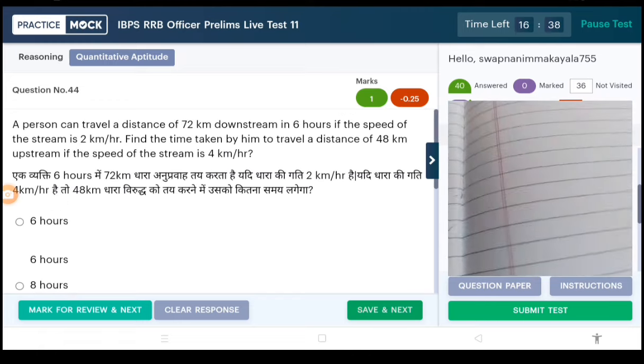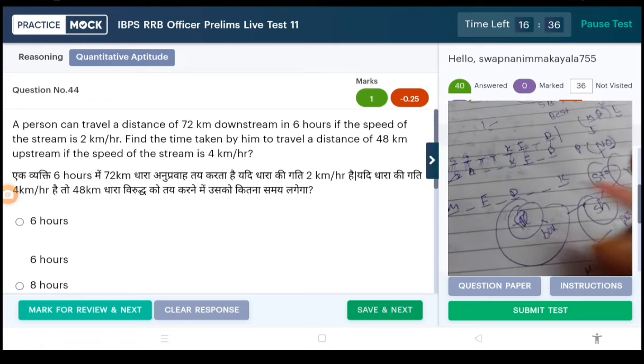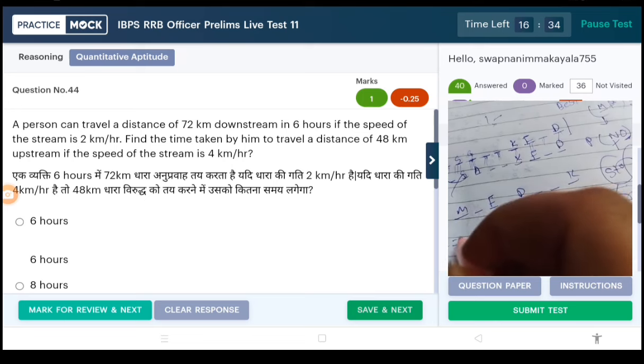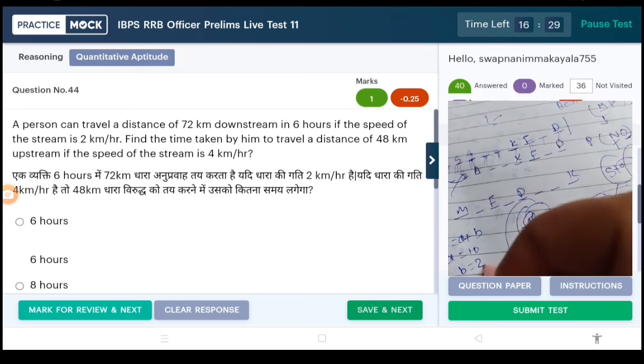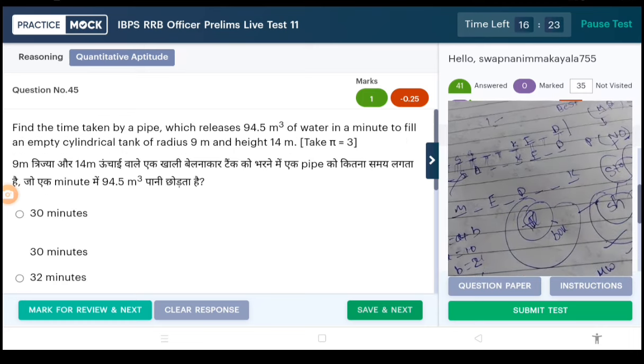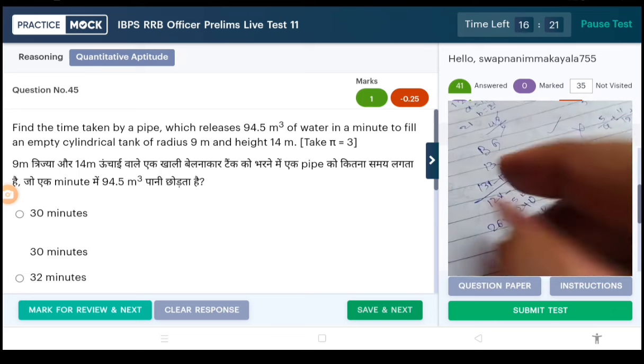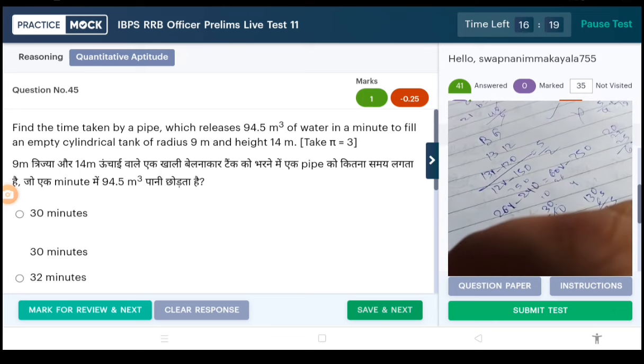Next, a person can travel distance 12 is A plus B, A equal to 10, B equal to 2, 4, 8 hours. The time taken by the pipe.